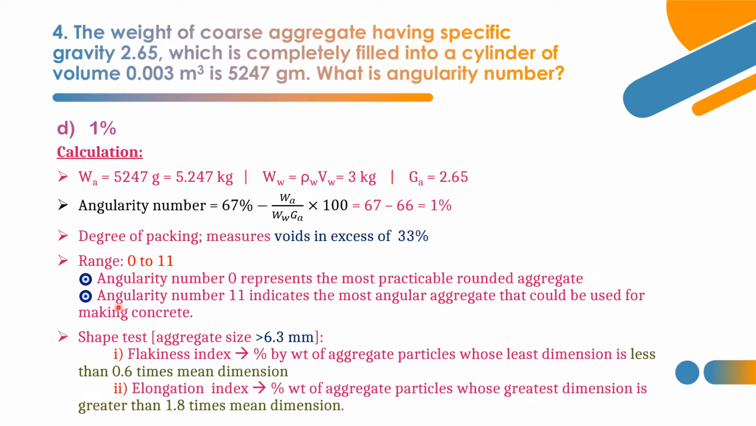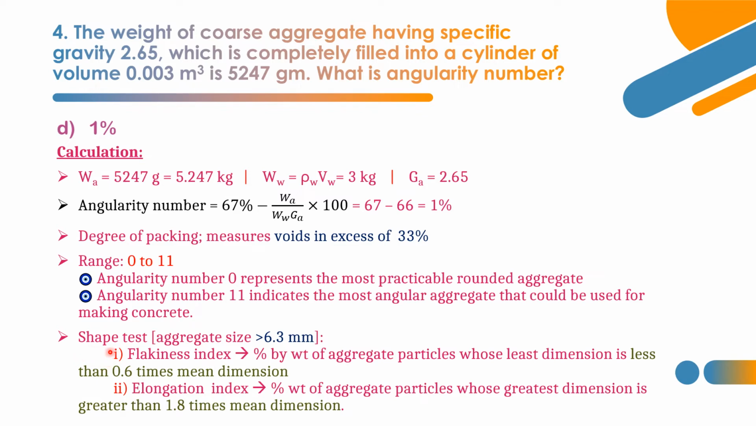And in case of angularity number 11, that will be representing the most angular aggregate that could be used for making concrete. Most angular aggregate means there will be much interlocking, very sharp aggregates. So that could be used for making concrete. So this is the angularity number criteria and information.